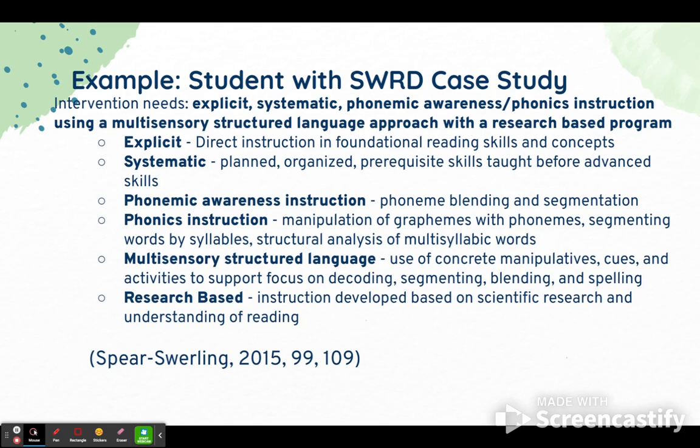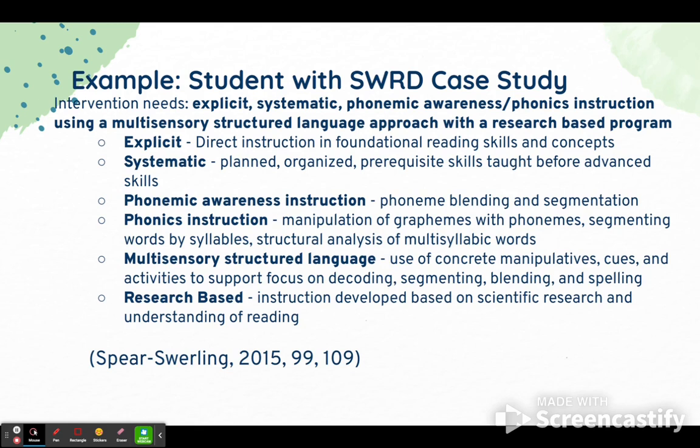Phonemic awareness instruction is being able to blend and segment sounds, being able to understand that the word bat consists of b, at, so being able to segment that and then blend those sounds together to unlock that word. Phonics instruction is the manipulation of graphemes with phonemes, so the integration of written print with sounds. Students are also working on segmenting words by syllables and structural analysis of multisyllabic words.